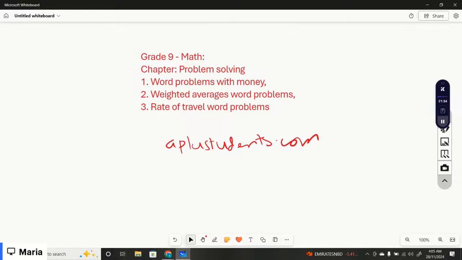Then you have to select math from the subject tab. Scroll down to grade 9 math and then click on view all lessons. There you can find a list of the chapters. We're going to start with the chapter problem solving. The lessons we're going to cover today are word problems with money, weighted averages word problems, rate of travel word problems.